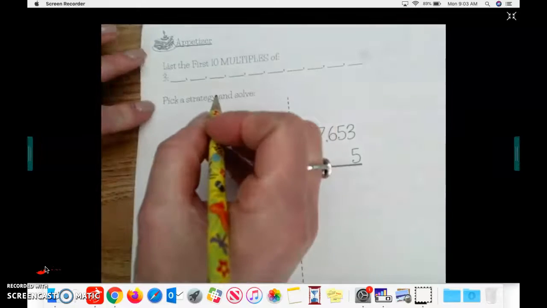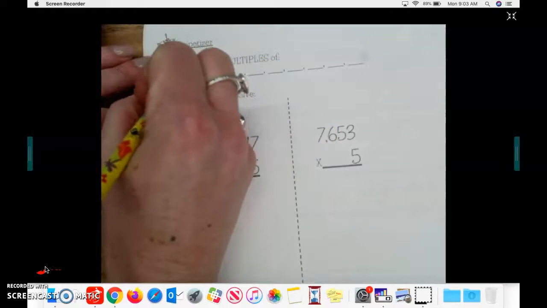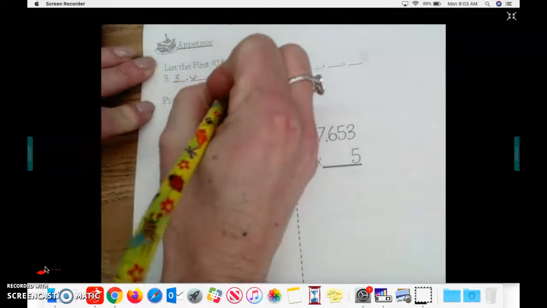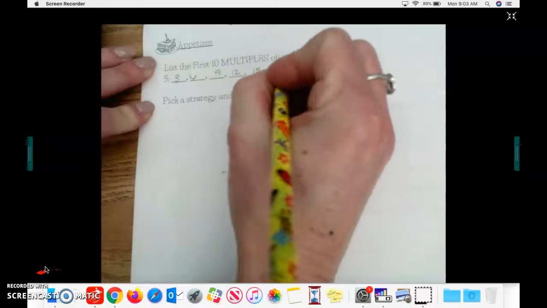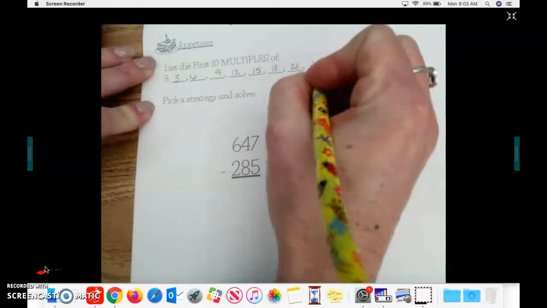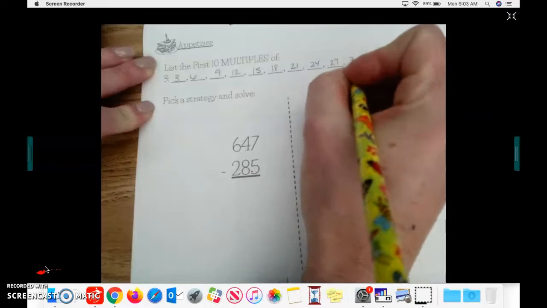So first, 10 multiples of 3. So we have 3, 6, 9, 12, 15, 18, 21, 24, 27, and 30.